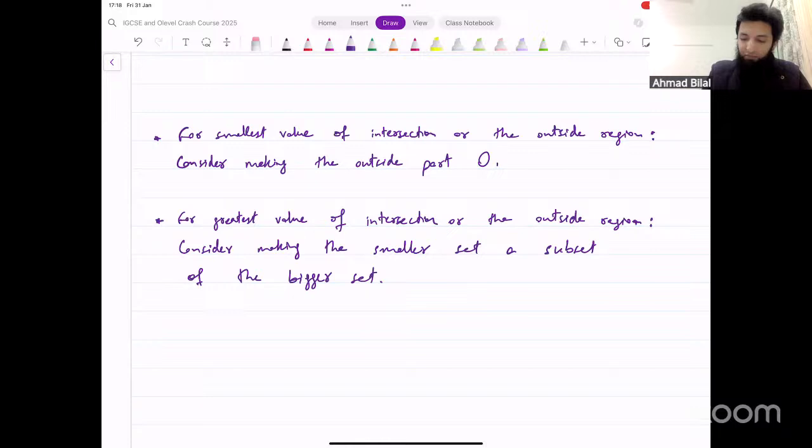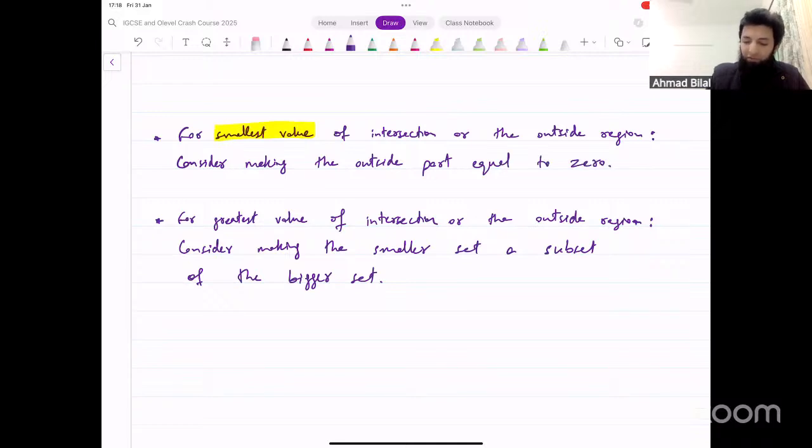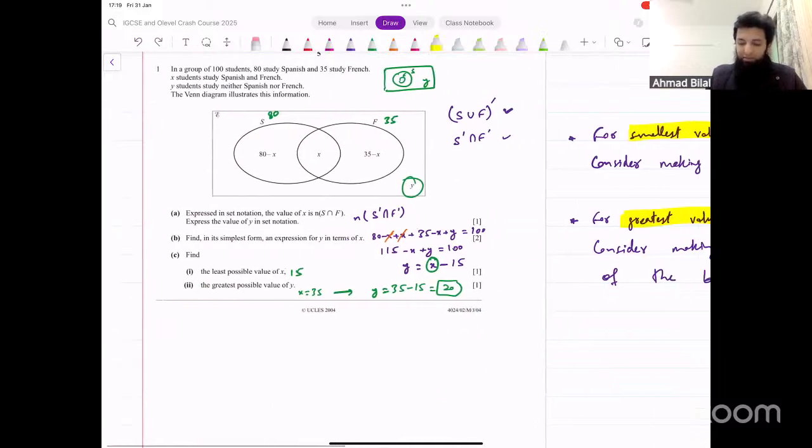When you're looking for the smallest value of something here, mostly they will ask you for the intersection part or the region outside. You would make the outside part equal to 0. And when you're looking for the greatest value of something, in that case, you would make the smaller set a subset of the bigger set, like we did in this case.